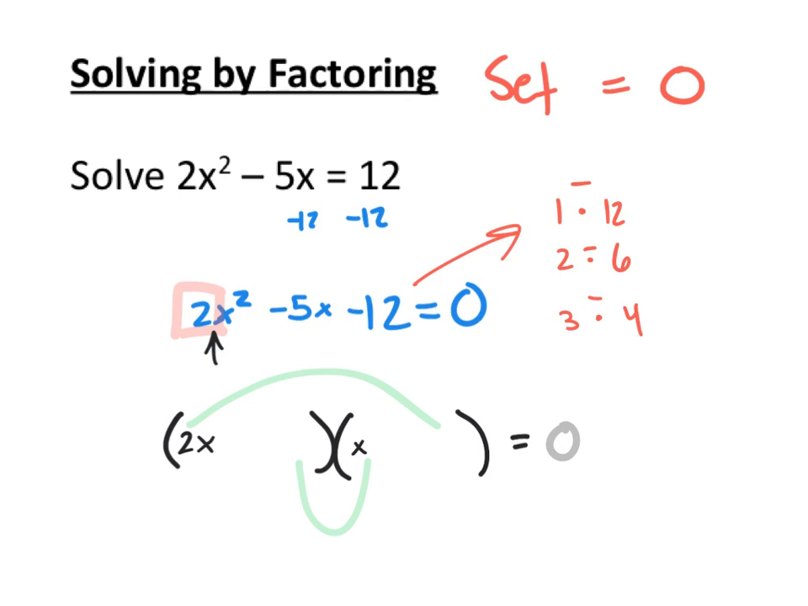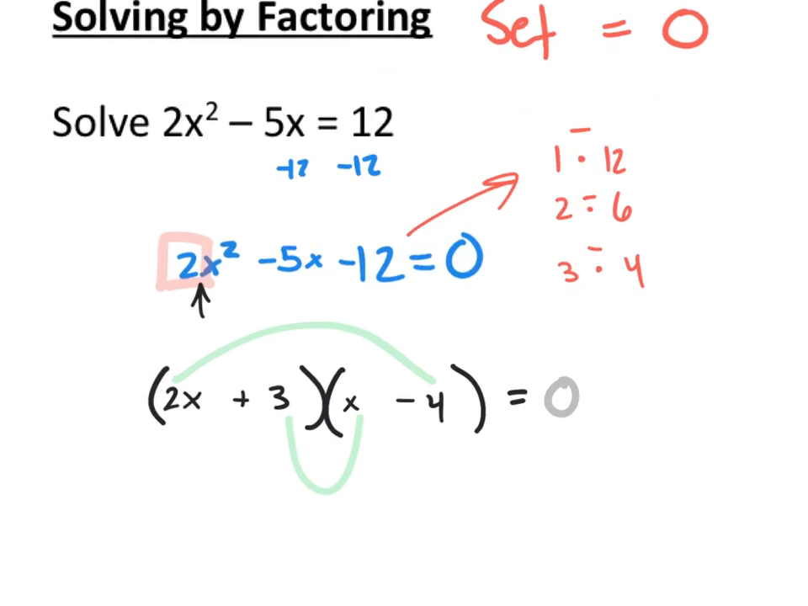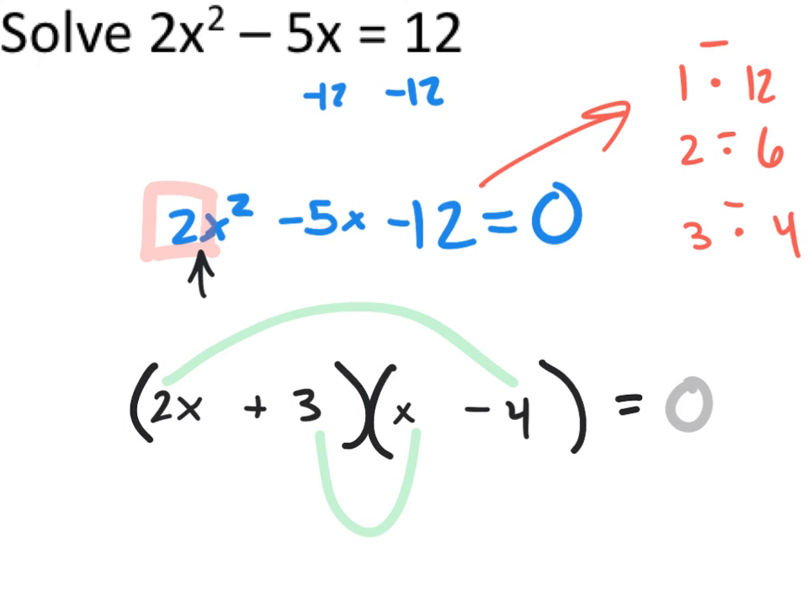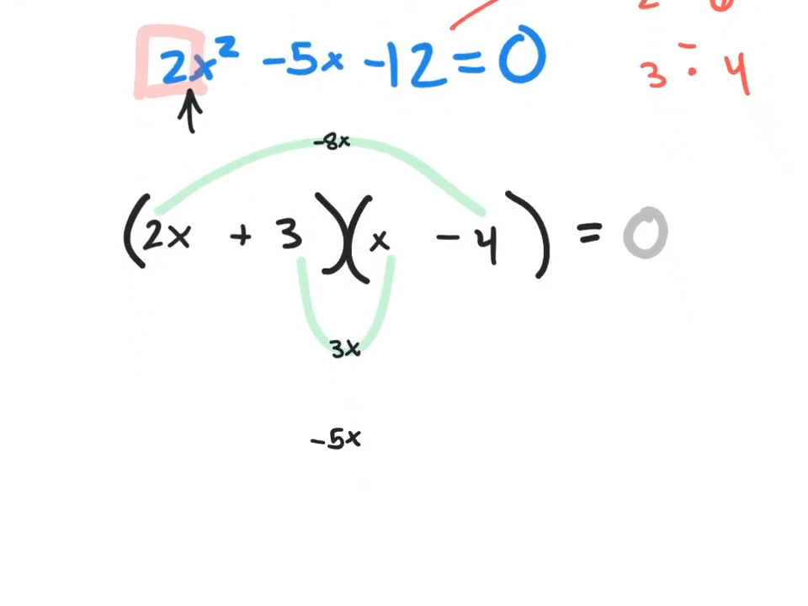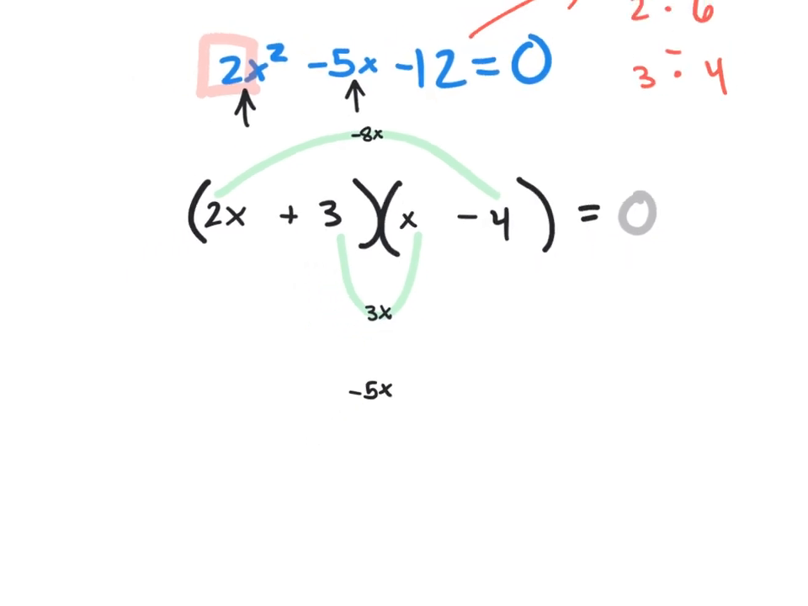And we've been equal to 0 this whole time. And if you try different combinations, essentially in a guess and check process, you would eventually come here to 2x plus 3 and x minus 4. Because when I FOIL that out, 2x times the negative 4 is the negative 8x. 3 times x is the 3x. Those two green terms do combine together to give me that negative 5x. So that's how I know my factoring is correct.